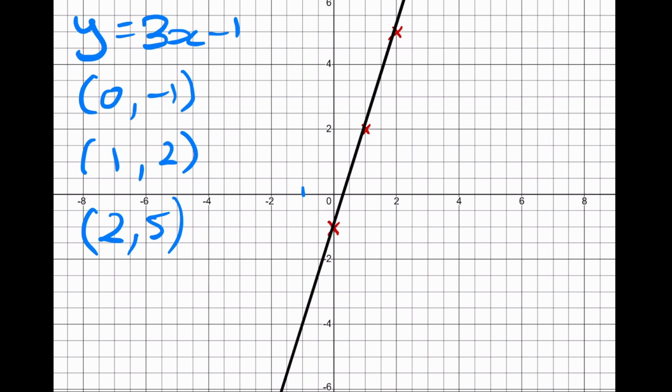So at negative 1, that was my concern, wasn't it? So negative 1 times 3 is negative 3, further 1 is negative 4. And you can see this time I'm much more accurate. I've got a much better result. So at minimum, 3 coordinates should be plotted.